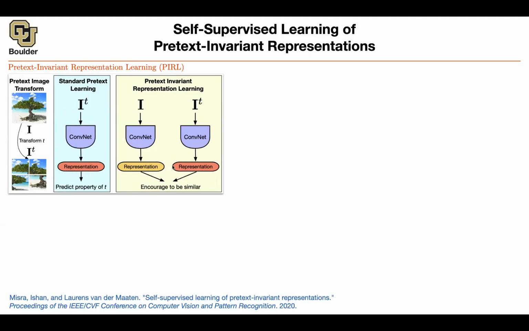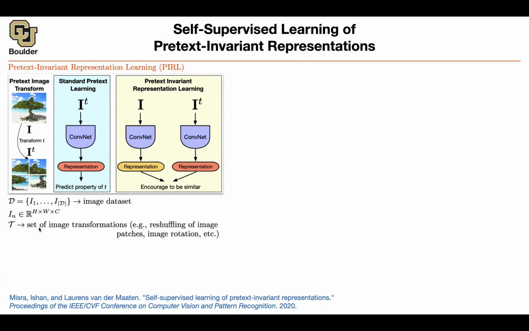Don't worry about pretext-invariant representation learning yet. I'm going to come back to this figure. But let's see what is the problem with this paradigm of taking a transformed image and then predicting the transformation or some properties of the transformation. You have a set of images. Each one of them is a tensor. It has a height, it has a width, it has C channels, red, green, blue. You're going to have a set of image transformations, like reshuffle your image patches, rotate your image, etc., mask it.